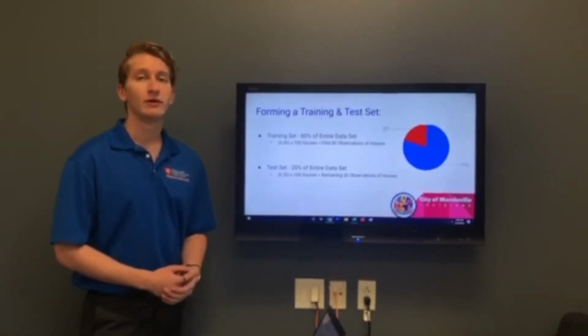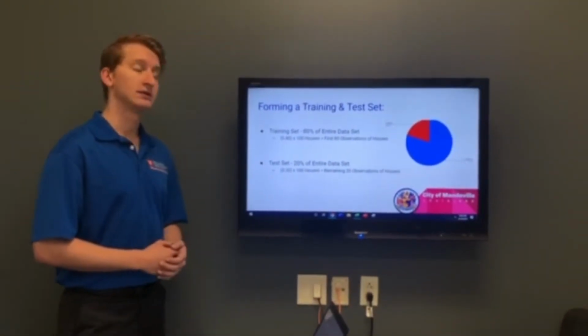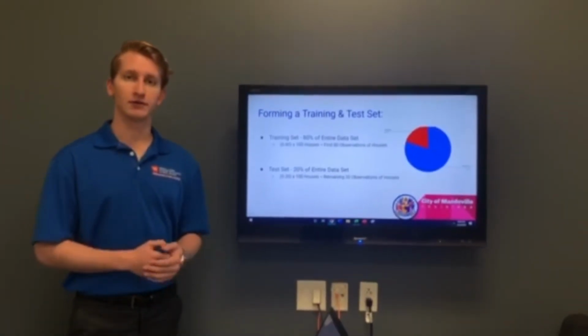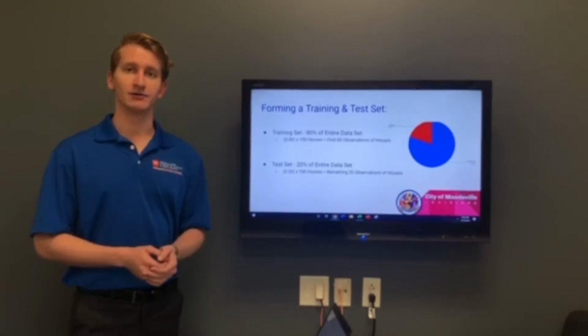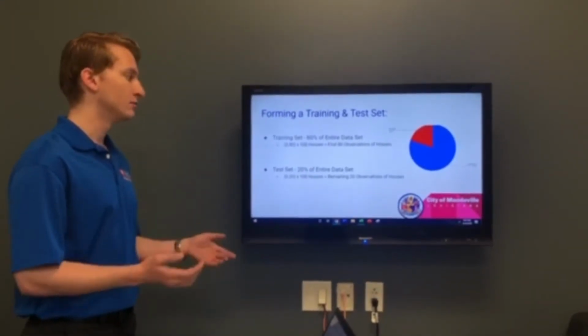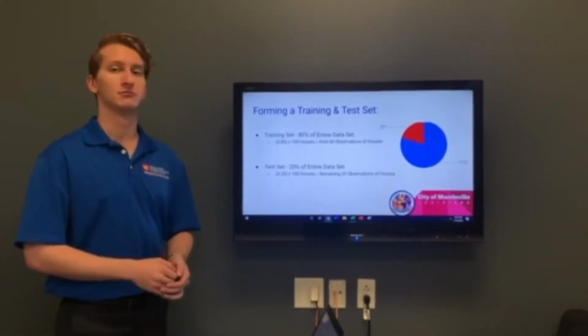So next up, we had to form our training and test set. So our training set was 80% of our entire data set. So it was the first 80 observations or our first 80 rows of house data. Our test set was 20% of the data set, so the remaining 20 houses. Over here to the right, you can see a pie chart that breaks down the proportions.